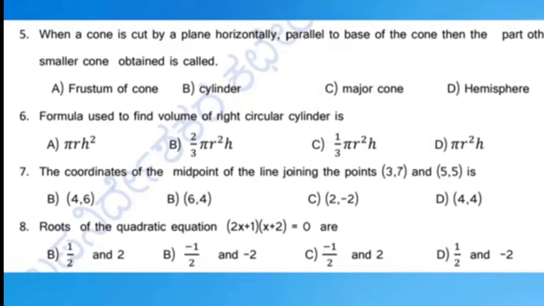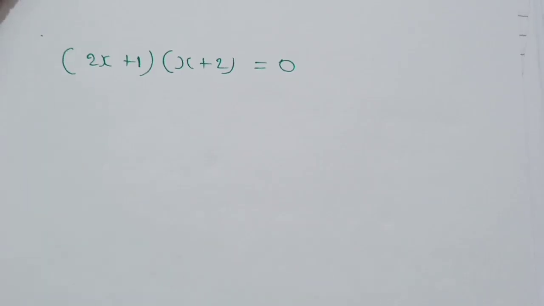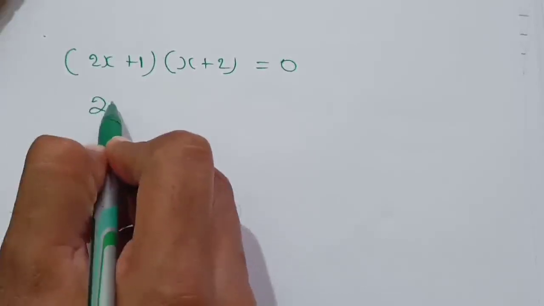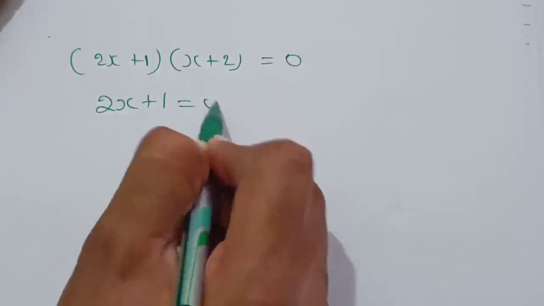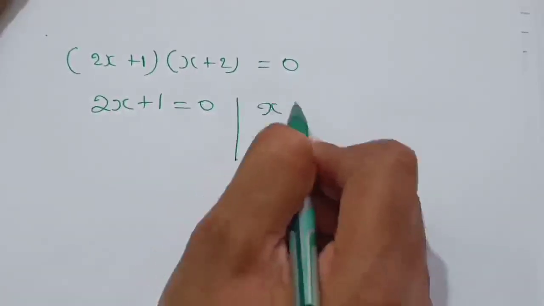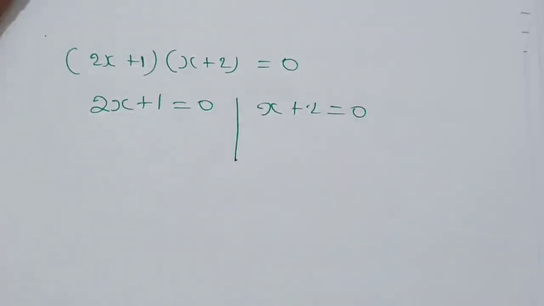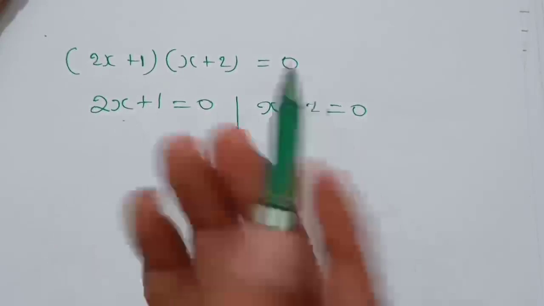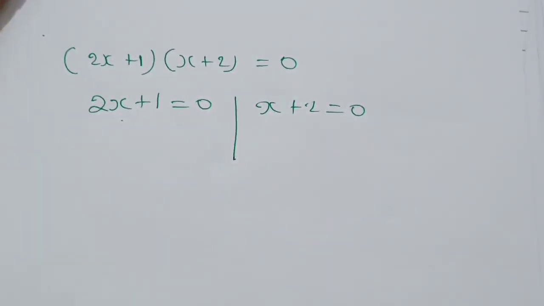Simple question, children. How to solve or how to find the roots? I'll write the first one as 2x plus 1 equals 0 and the second one as x plus 2 equals 0. We know the roots, right? Nothing but you need the value of x, that is the meaning of that. So you need to find the roots.